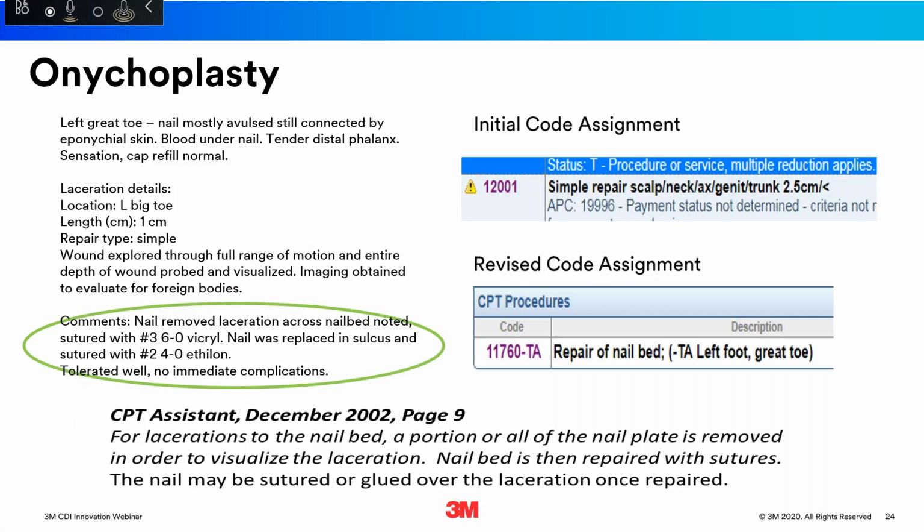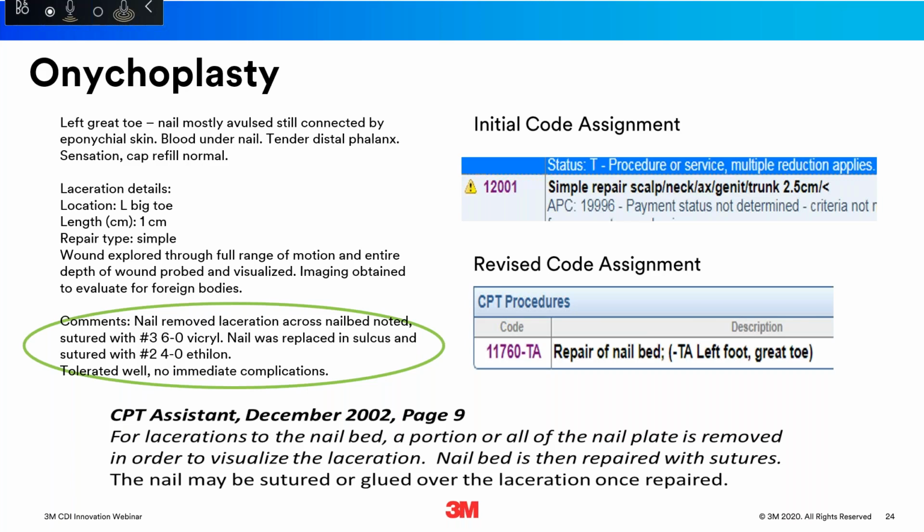The first one we're going to look at is onychoplasty. Hopefully I'm saying that correctly. This procedure note on the left looks like a simple wound repair when you look at it. But when you get to the comment portion of the procedure note, it says that the nail was removed.